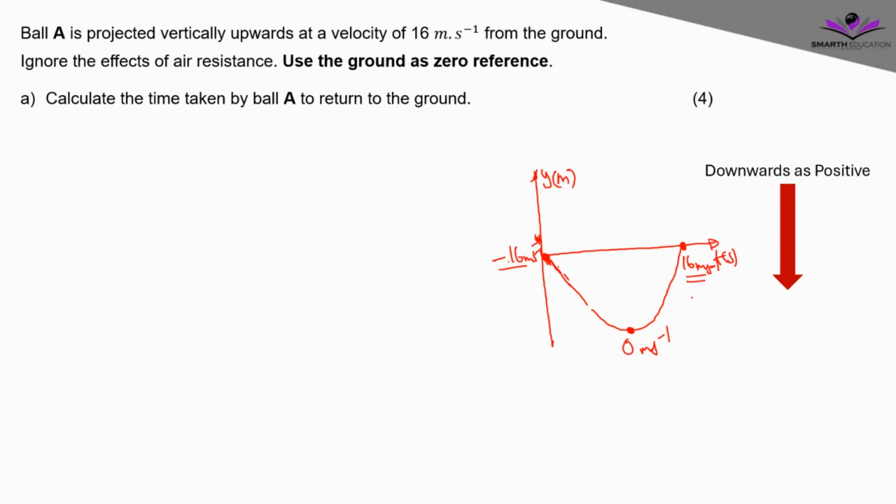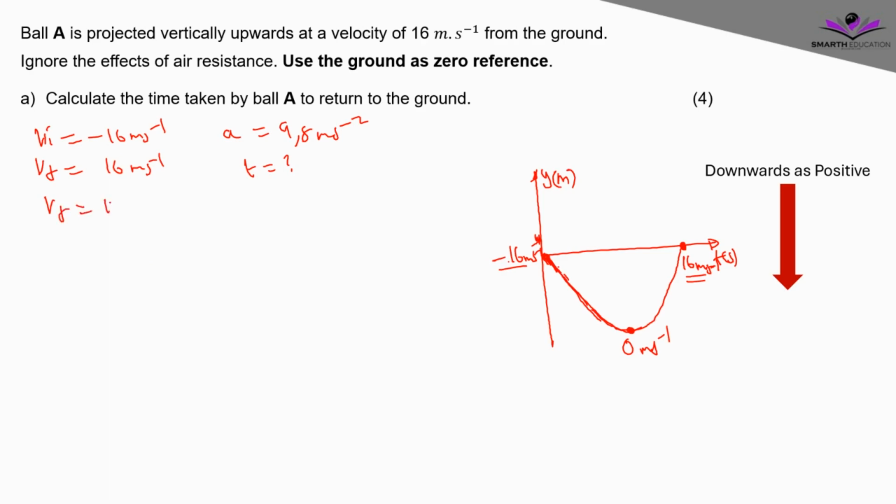Please take note, this graph is for displacement, not the velocity. We're going to draw the velocity time graph in our next question. We have our initial velocity, which is negative 16 meters per second. Then acceleration, if you take down as positive, is 9.8 meters per square second. The final velocity is going to be 16 meters per second. We're looking for time. Same calculation.